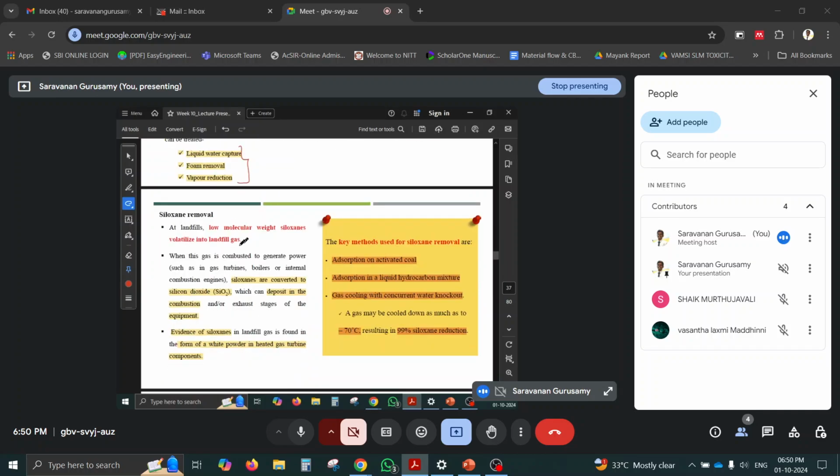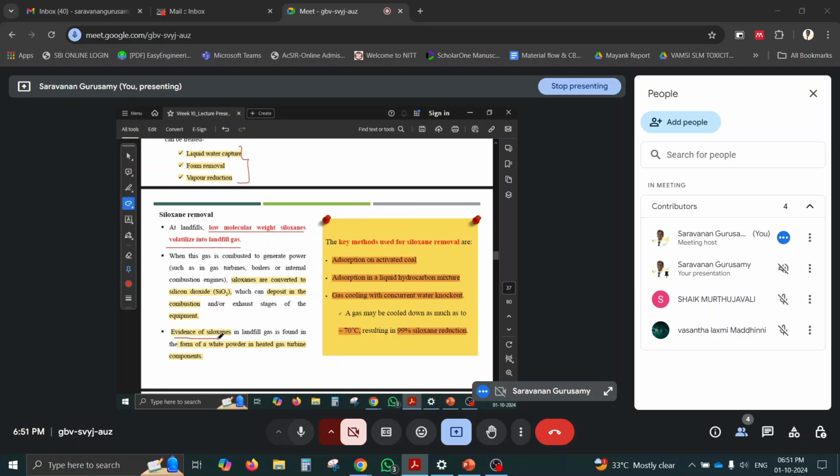Then siloxane removal. These are low molecular weight siloxanes volatilized into landfill gas. So the solids are directly converted into gas, and again when cooled down they become solid. These siloxanes are converted into silicon dioxide and deposited in the combustion chamber. Whenever you are combusting this landfill gas to generate energy, it will deposit as silicon dioxide at the exhaust stages of the equipment.